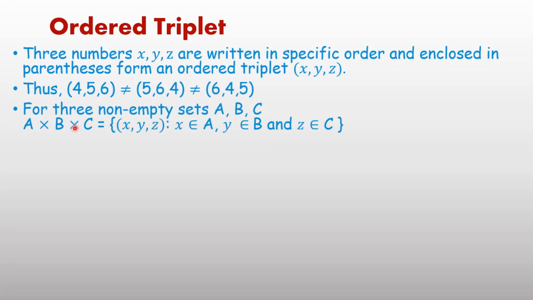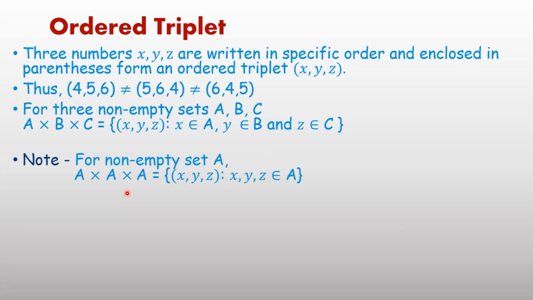If 3 sets A, B, C are given, then Cartesian product of 3 sets is defined as ordered triplet (x, y, z) such that first element x belongs in set A, second element belongs in second set B, and third component belongs in third set C. For non-empty set A cross A cross A, if all 3 sets are same, then we can write ordered triplet (x, y, z) such that all 3 elements belong in set A.